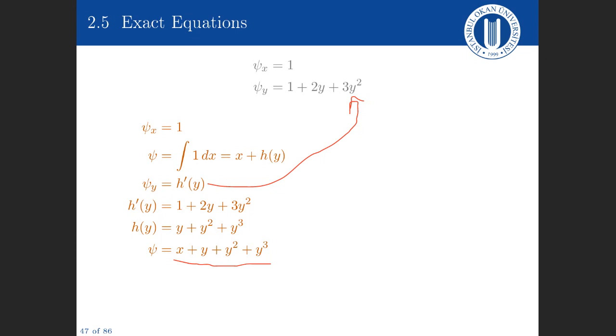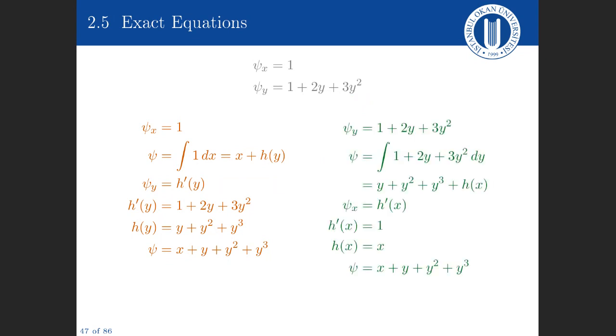Let's do the same calculation, but let's start with the second equation. Now I want to start with psi y is 1 plus 2y plus 3y squared. And I want to integrate this equation. This time, because I want to remove the y derivative, I'm going to integrate with respect to y. And when I integrate with respect to y, the constant of integration, or the function of integration, must be a function of x. So I get y plus y squared plus y cubed plus h of x.